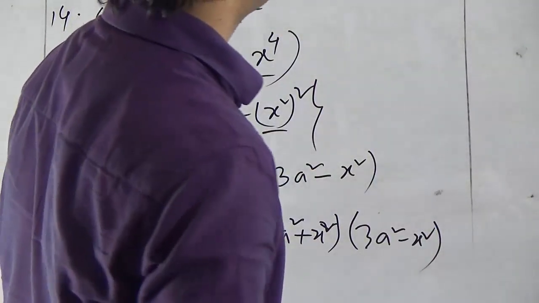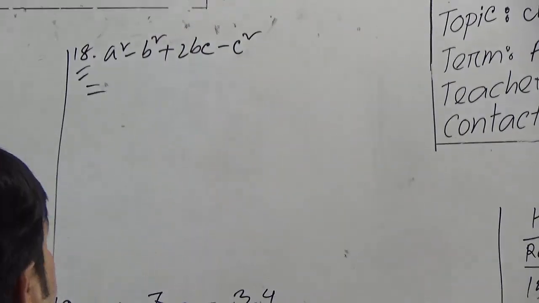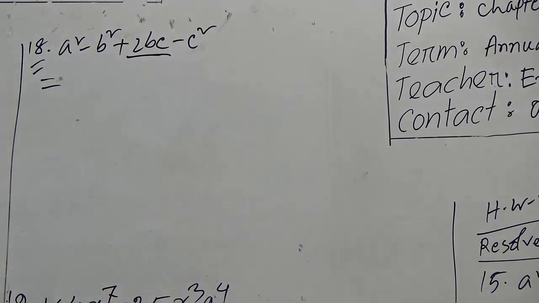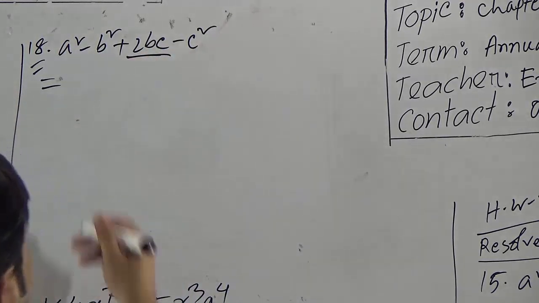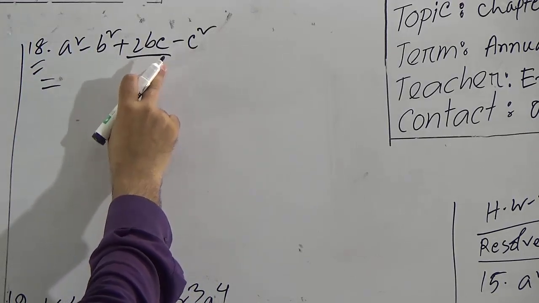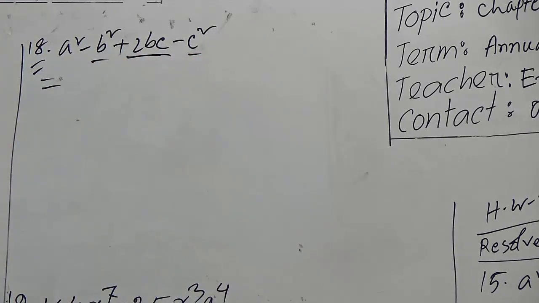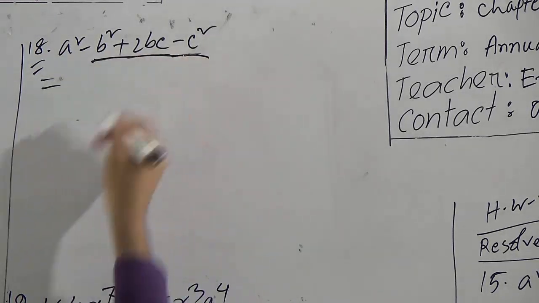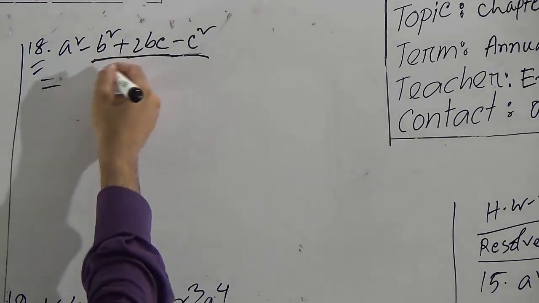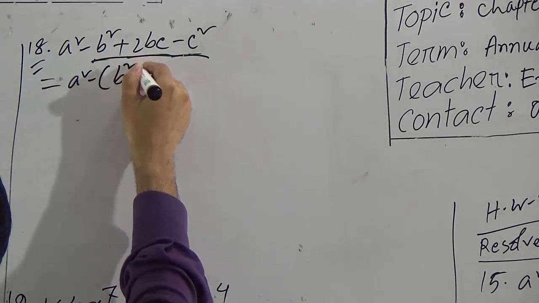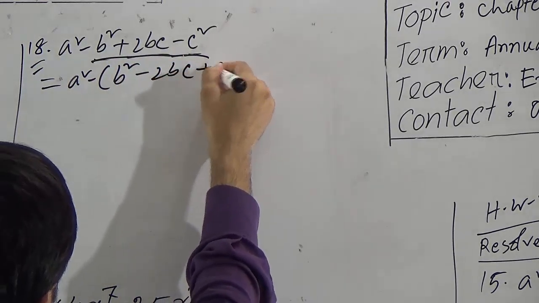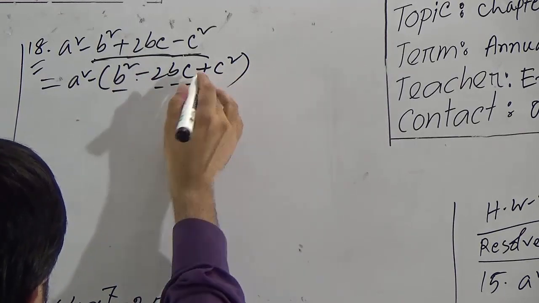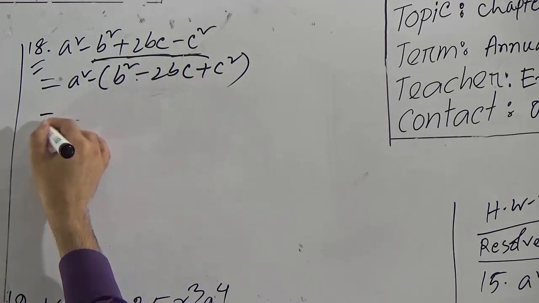Then question 18. Dear students, observe here, this is 2bc. It means consider b as a, c as b. So 2bc means 2ab, and here b square means a square, c square means b square. It means that we can apply the formula here, a minus b whole square. At first I have to take minus as common, b square minus 2bc plus c square. Now this is a square minus 2ab plus b square. It means that the formula is a minus b whole square.